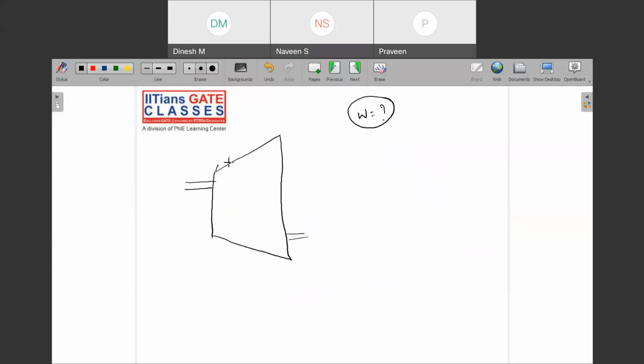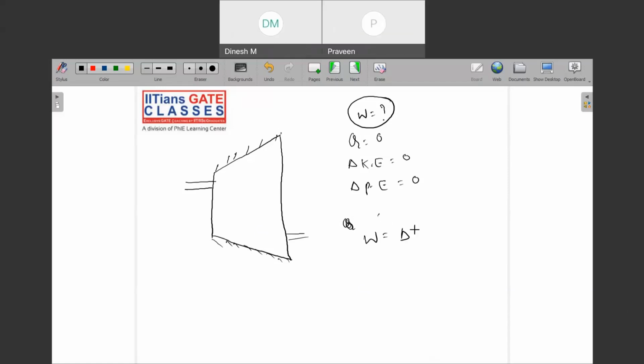Then again, you must be thinking that this is the repetition here, let us move forward and apply it. So what will be the assumption in a compressor? Q is 0, delta kinetic energy is also assumed to be 0, delta potential energy is also assumed to be 0. Then can I write directly that W required is nothing but delta H?